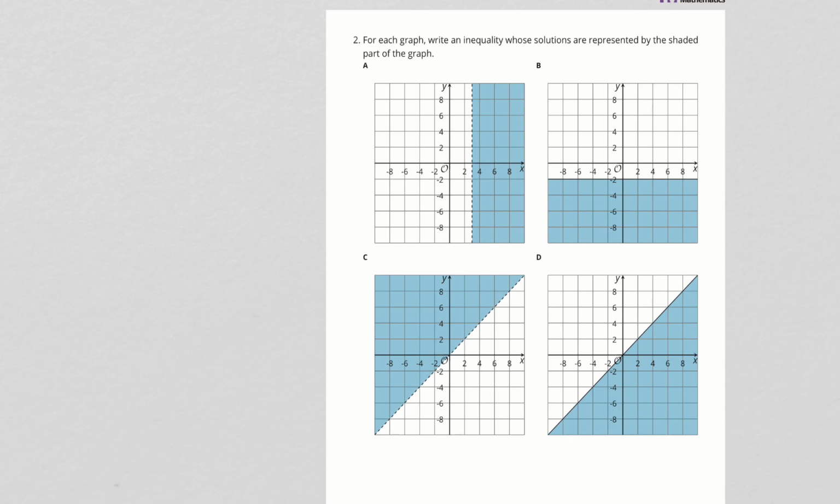So I see that my line goes through the x-axis. So I'm going to have an x value. I see that it goes through 3. So over here, I see that it's shaded on the right side of 3, which is greater than 3. So x is going to be greater than 3. My line is dotted, so it is not greater than or equal to 3. So here is an inequality whose solutions are represented by the shaded part of the graph.